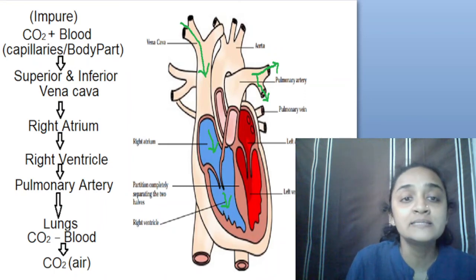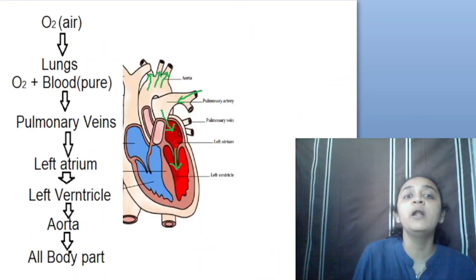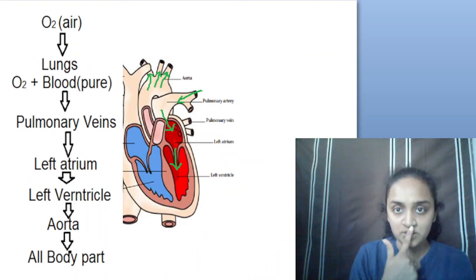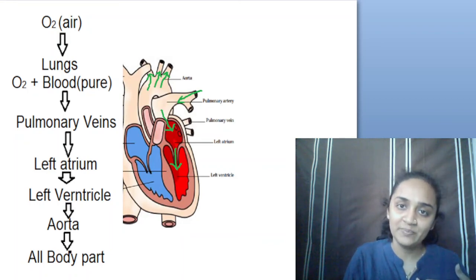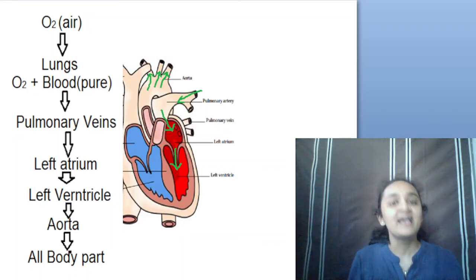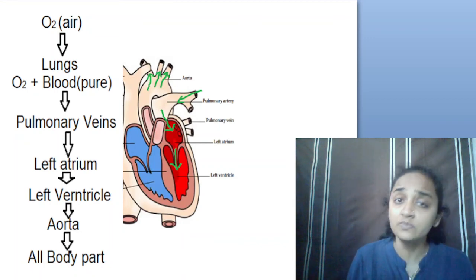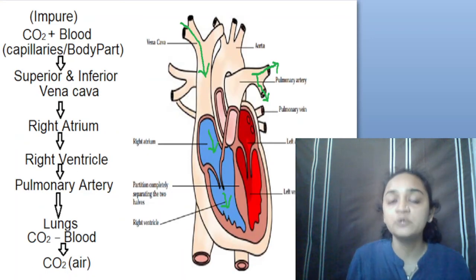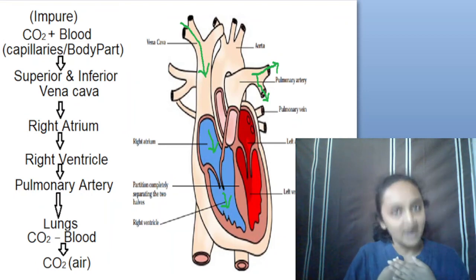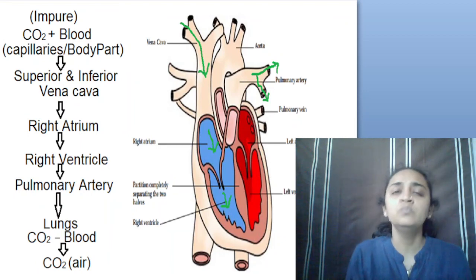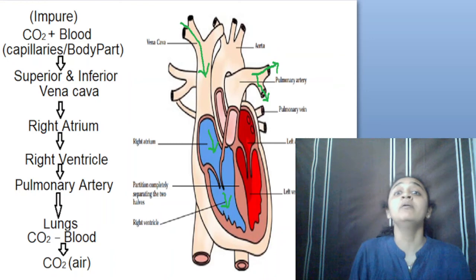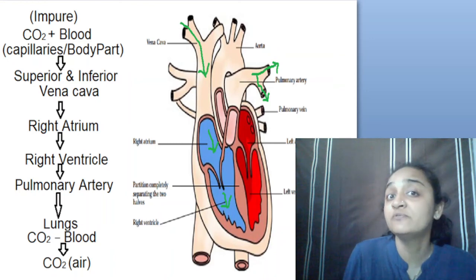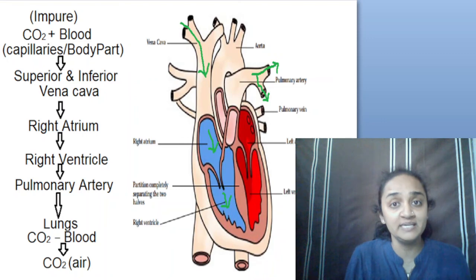Okay, understood. Let's take a quick recap. The oxygen flow is: oxygen from the nose or mouth to the lungs, lungs to the heart, heart to all the body parts. Next is carbon dioxide: all the body parts to the heart, heart to our lungs, lungs to the air. Okay, very good. Now you know how the heart is working. The heart is a very, very important part of our body, so we must know how it is working.